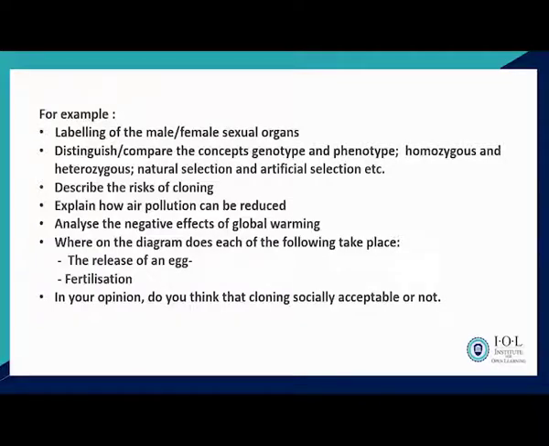Do you think? Meaning that now we are testing your thoughts. Do you think that cloning is socially acceptable or not? It's like, is it right or is it wrong? So basically you should be able to have an opinion. If you say that it is socially not acceptable, it means that you are saying it is wrong, so you need to explain why you say so. If you say that it is socially acceptable, meaning that you are saying it's right, then you need to explain why.